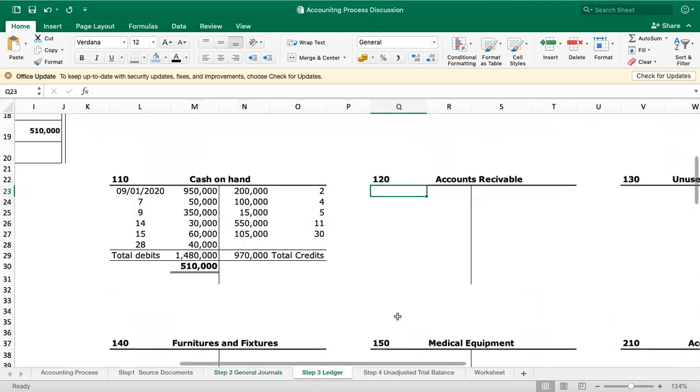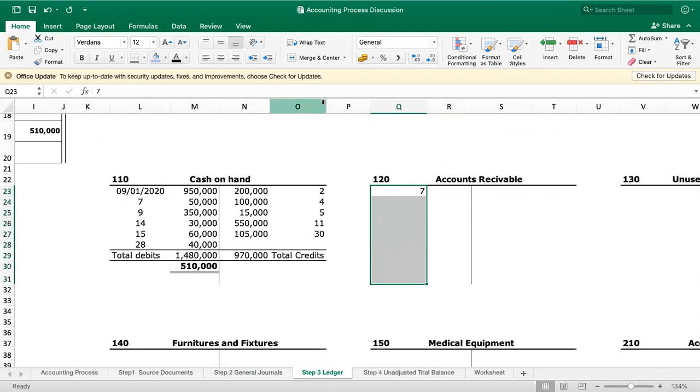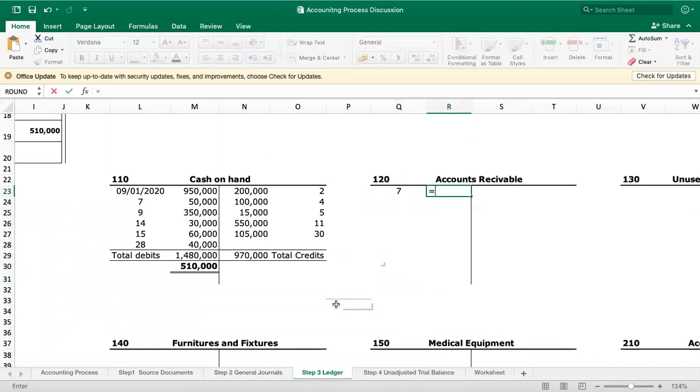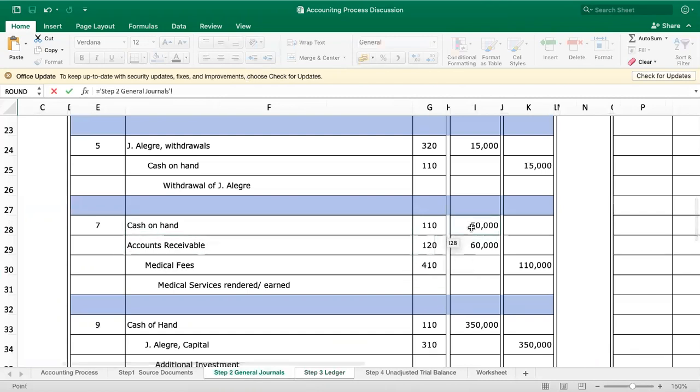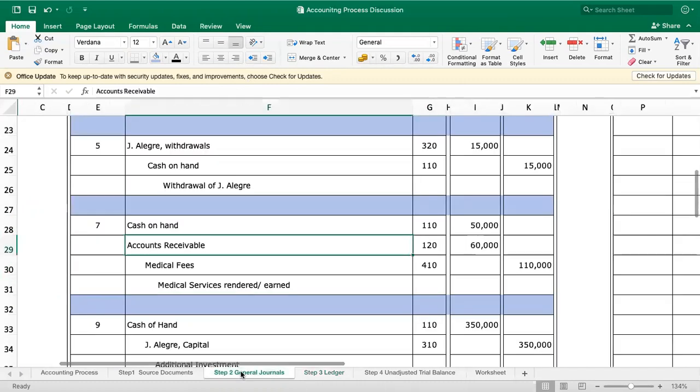So back to the ledger, that's debit September 7. Okay, September 7, let's move it here. How much is the amount? That's September 7, debit 50,000. Okay, there. So, back to the journal.